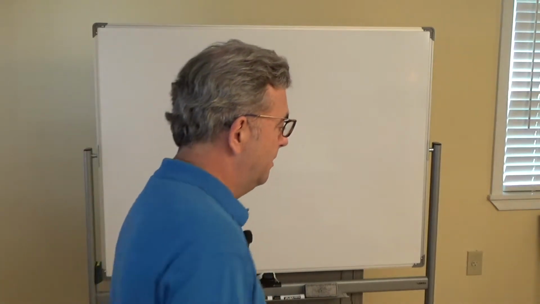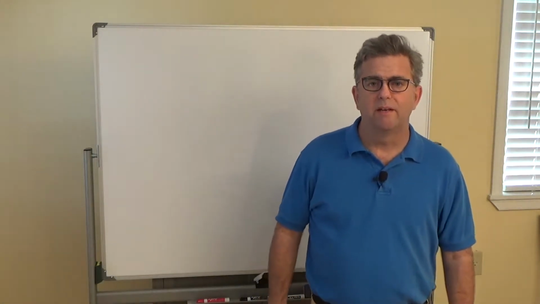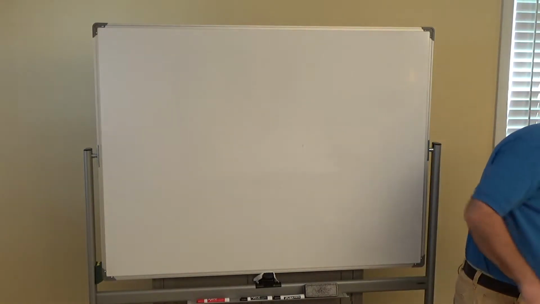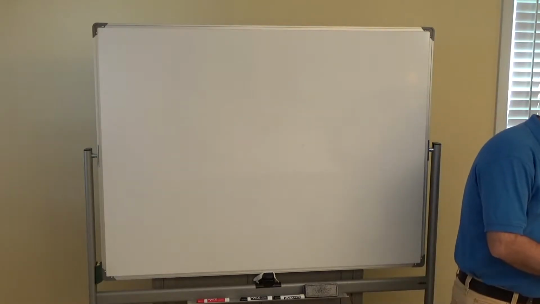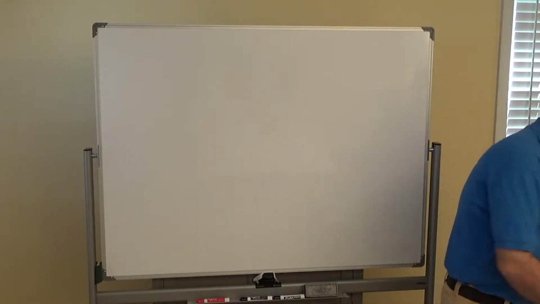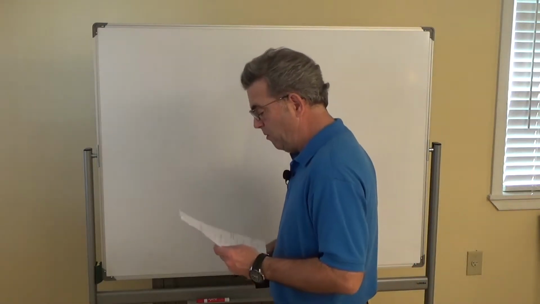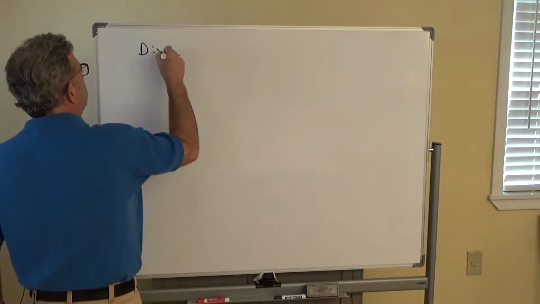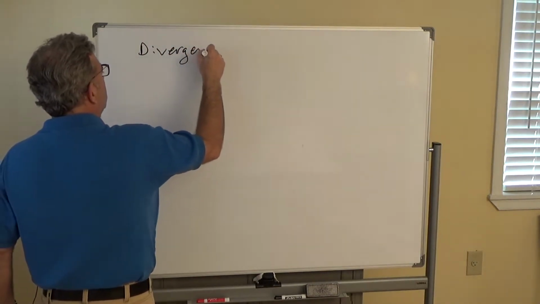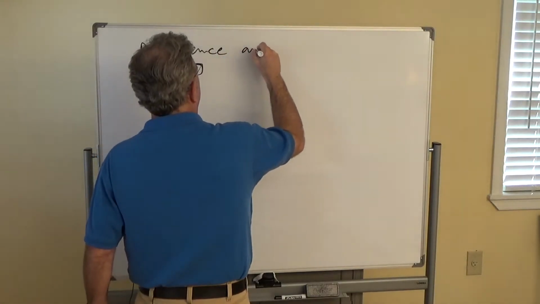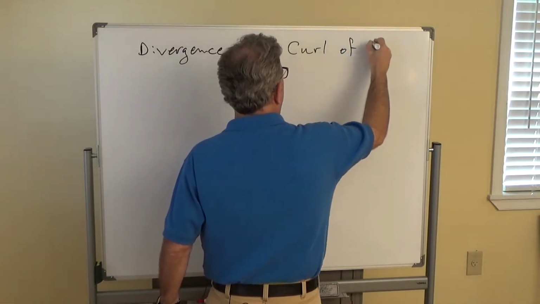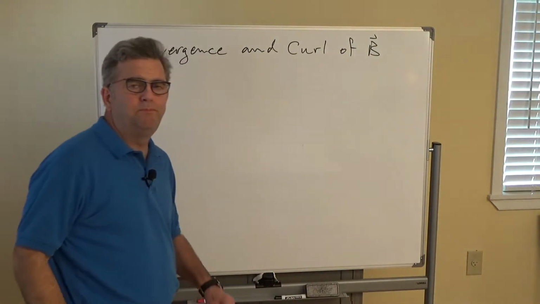Okay, so today we're going to look at the divergence and curl of the magnetic field. This is for the E&M class, Physics 340, and let me explain what we're talking about. So this is divergence and curl of B. Okay?